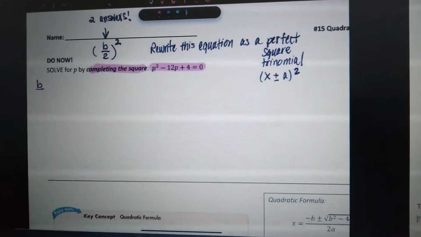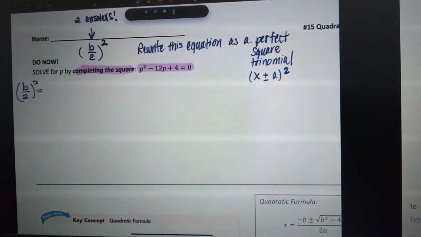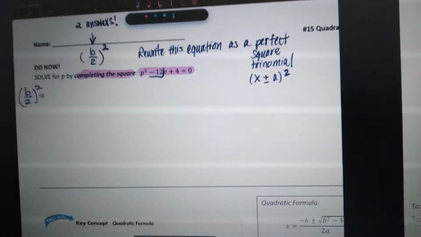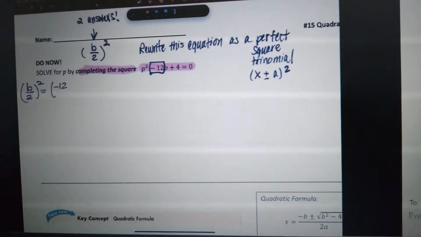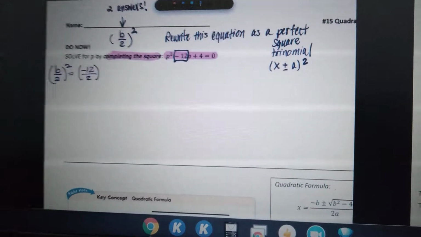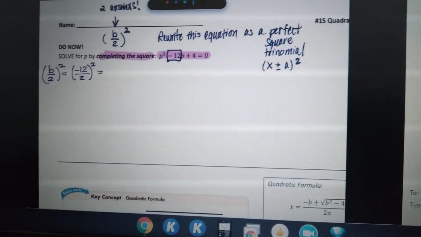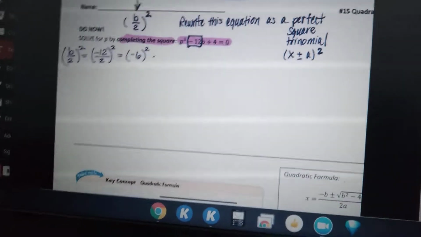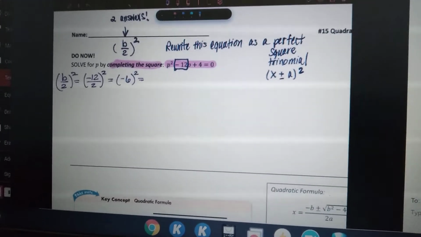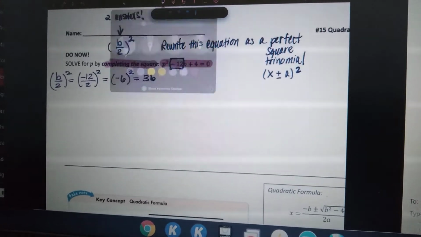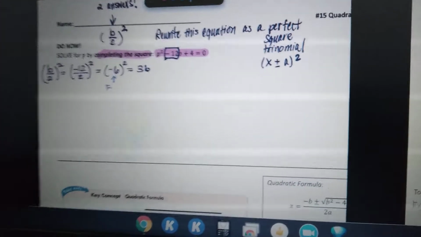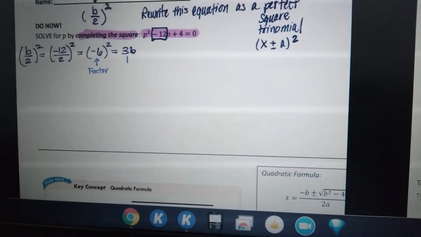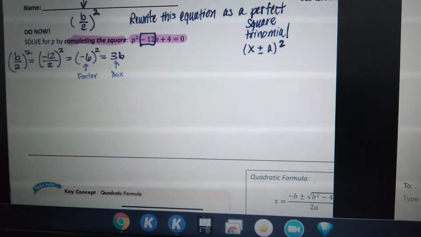All right, so before I get started, let me solve the b over 2 squared. So b over 2 squared is equal to, this is my b, the negative 12. So I write negative 12 for my b divided by 2, square it. That gives me negative 6 squared. Negative 6 times negative 6 is positive 36. Please remember, this is my factor answer. This is my box answer.